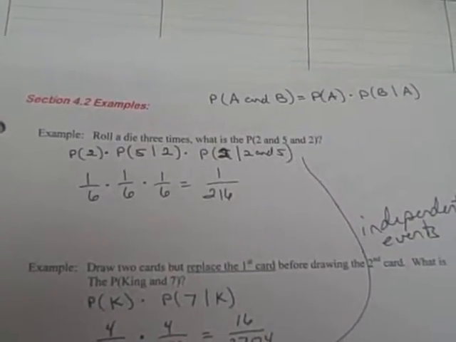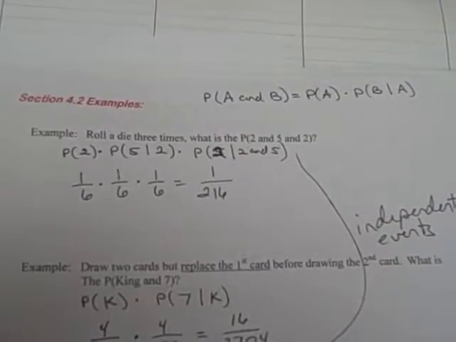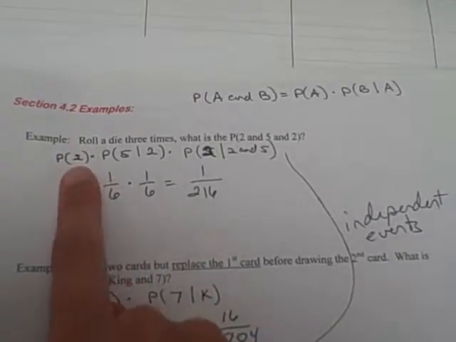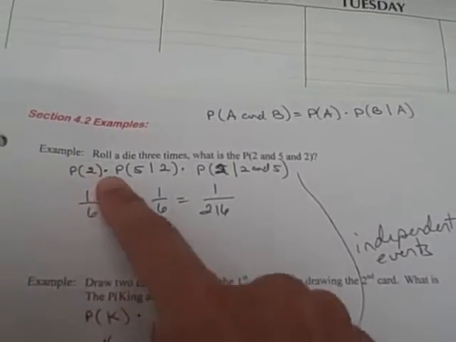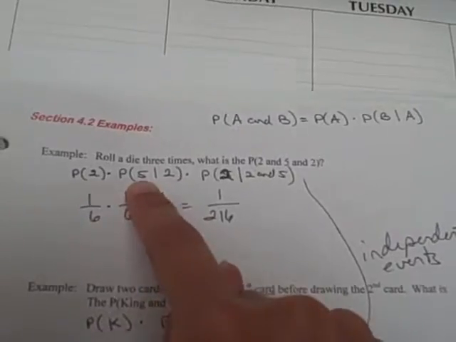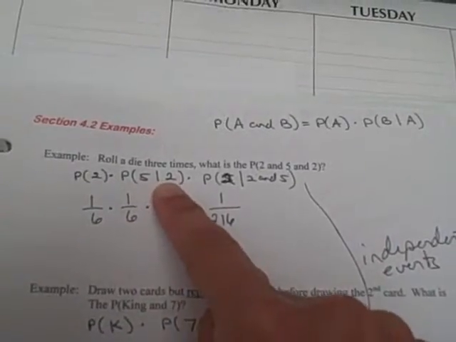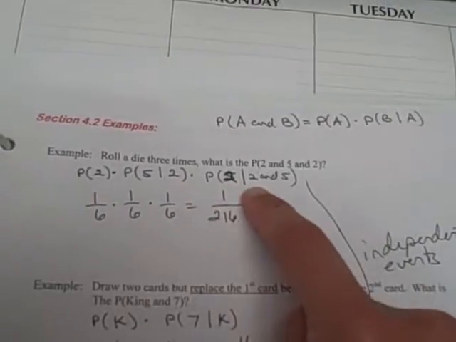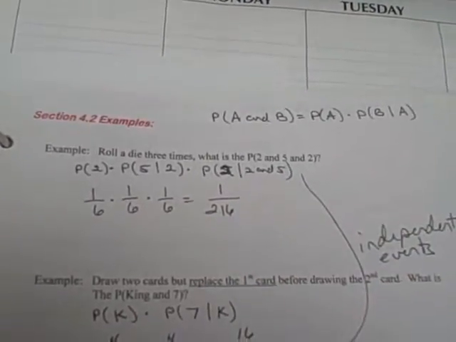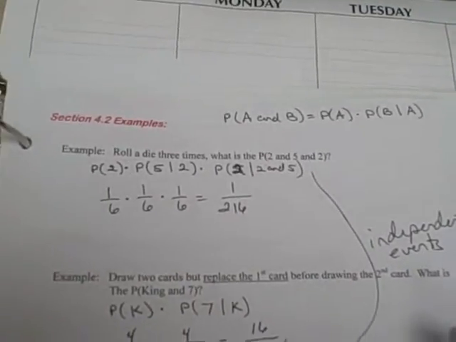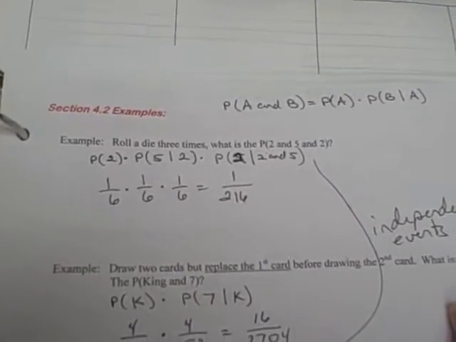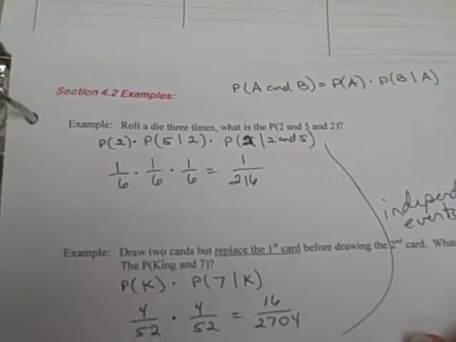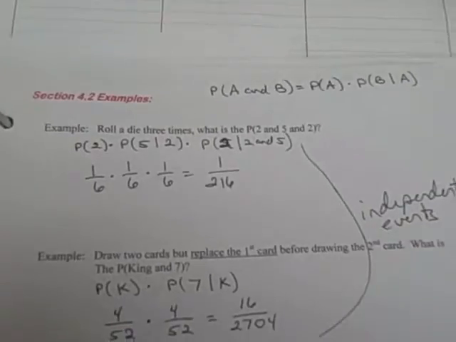Roll a die 3 times. What is the probability of a 2 and a 5 and a 2? Well, we're going to do the probability of a 2 times the probability of a 5, assuming we got a 2 on the first roll, and the probability of a 2 on the third roll, assuming we got a 2 and a 5 on the first and second roll. Now, the thing about a die is whatever you roll the first time has absolutely no effect on probabilities when you roll the second time. These events are independent events.